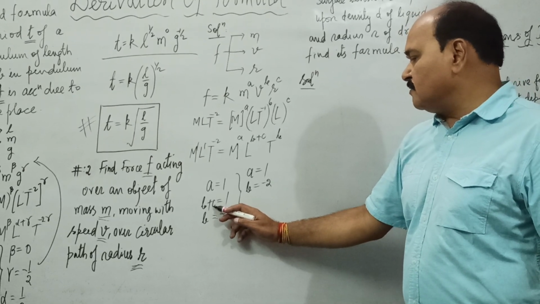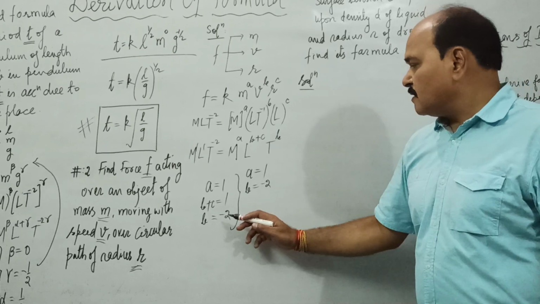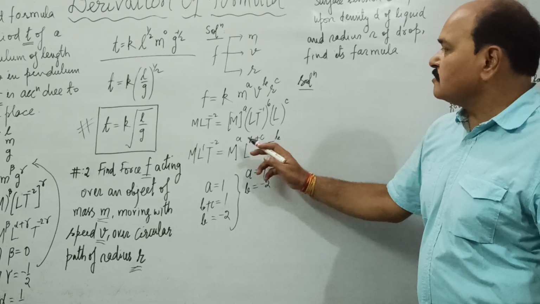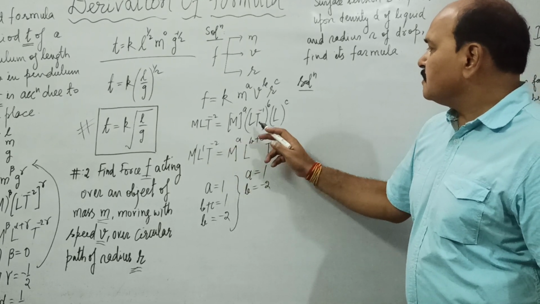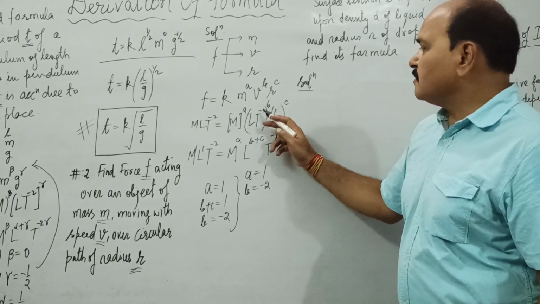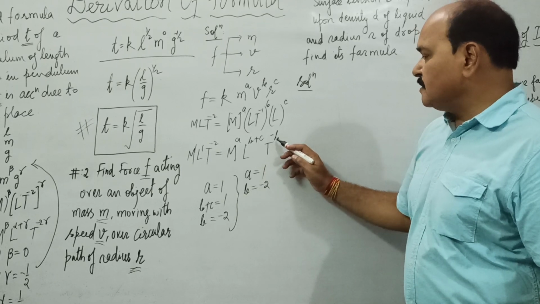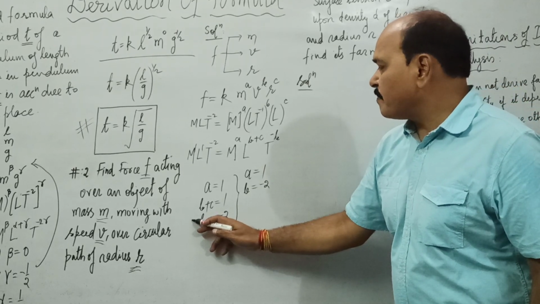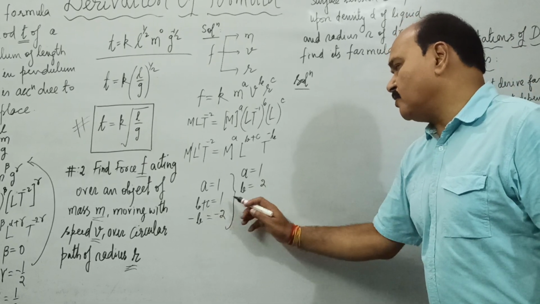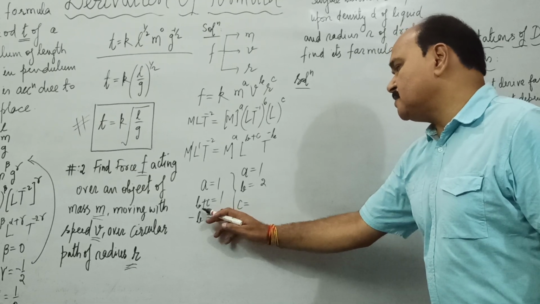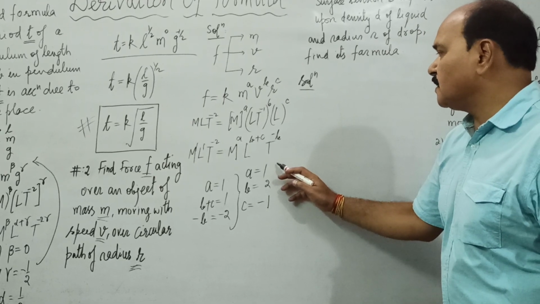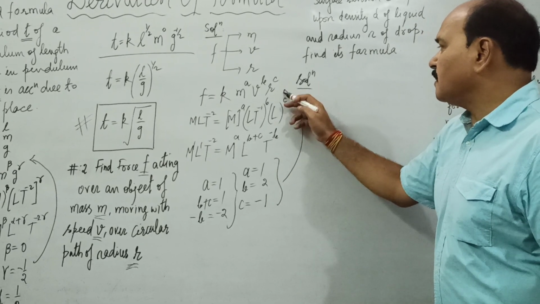T to the power minus B, just a minute, T to the power minus B, and that is equal to minus 2. So minus B is equal to minus 2. That means B is going to be equal to what? 2. And if we substitute B is equal to 2 here, what do we get C as? C as 1 minus 2, that is minus 1.